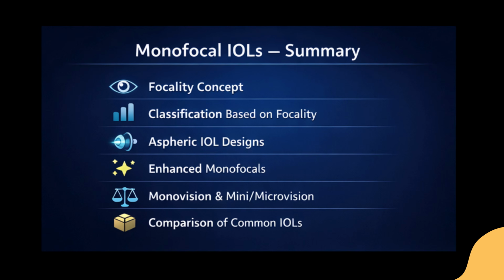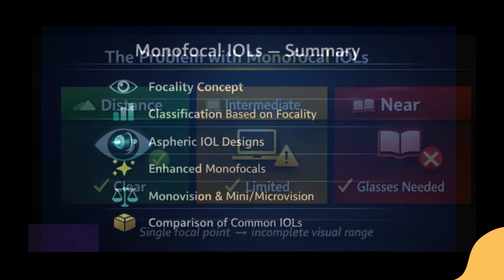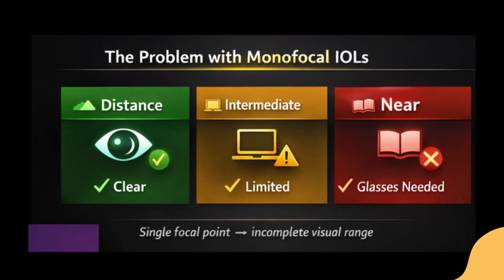So with that, we conclude our discussion on the monofocal intraocular lenses. We have looked at the basic concept of monofocal optics, how they introduce a single focal point, how modern lenses control spherical aberration, what is monovision and what is mini-monovision, and how some of the commonly used monofocal IOL platforms are available today. However, as we imagined, one of the main limitations of the monofocal lenses is that they provide clear vision only at one focal distance, meaning that patients will still require reading glasses for near work.